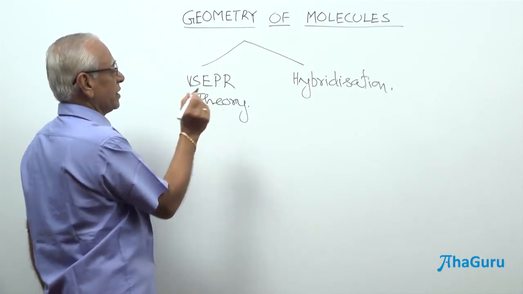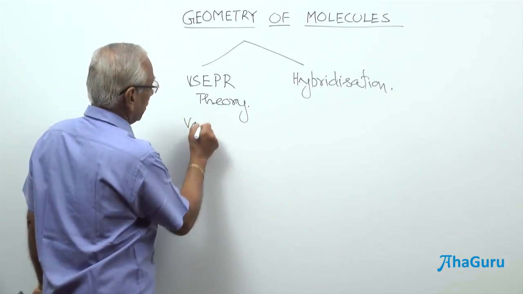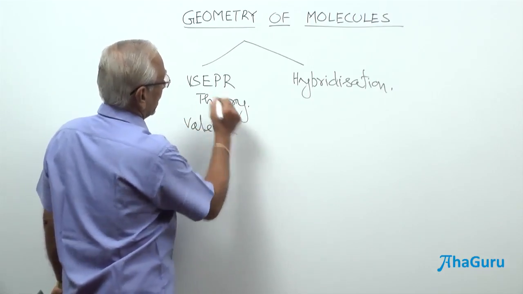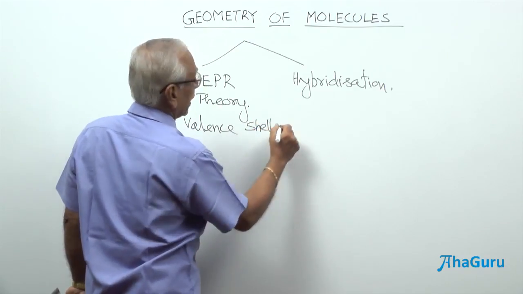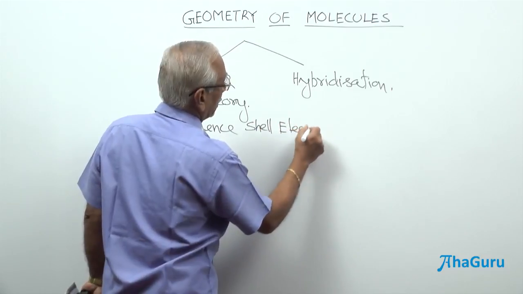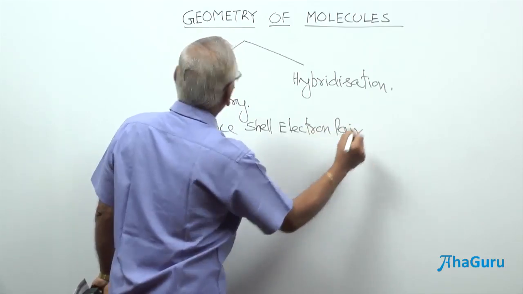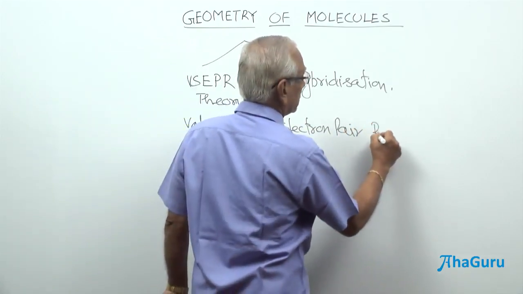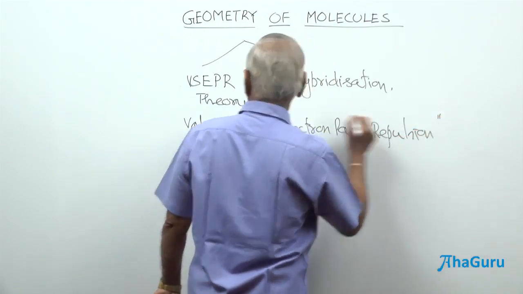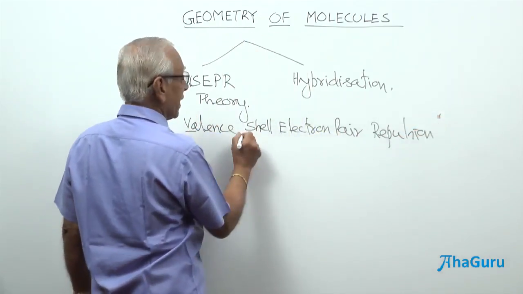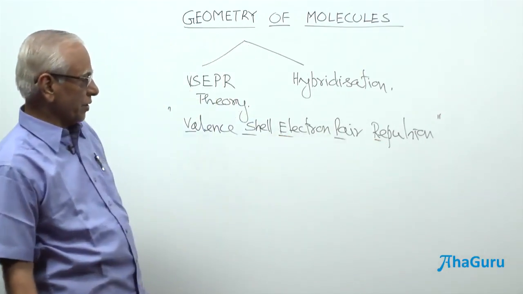VSEPR theory is an abbreviation of valence shell electron pair repulsion theory.